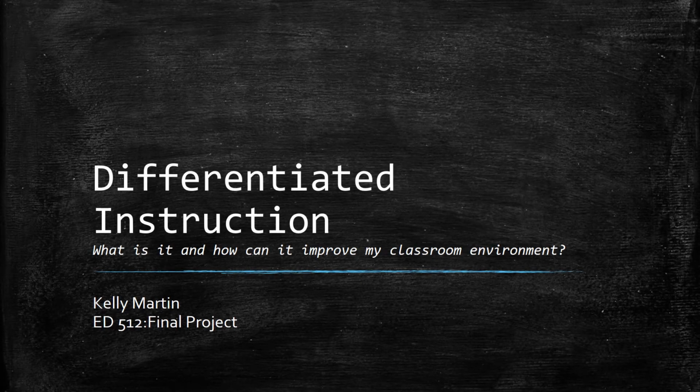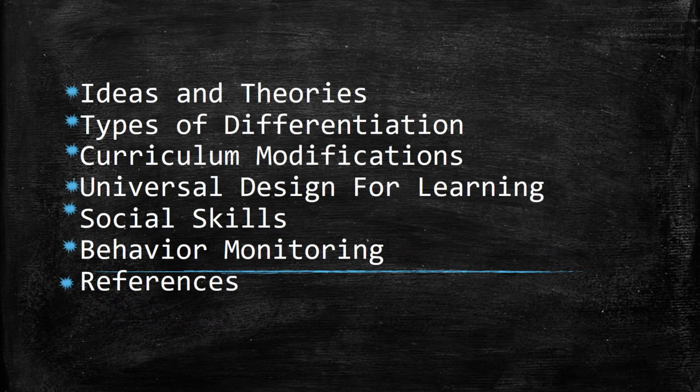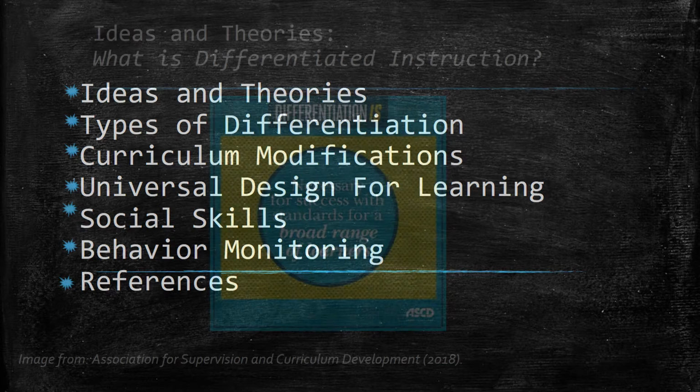Differentiated instruction. Today we're going to talk about what it is and how it can help improve your classroom environment. Today we're going to discuss ideas and theories, types of differentiation, curriculum modifications, universal design for learning, social skills, behavior monitoring, and then end with references.